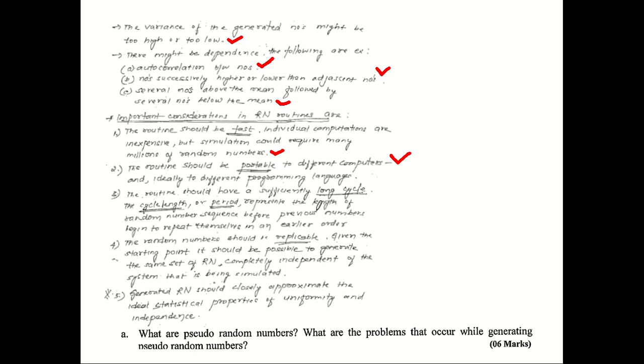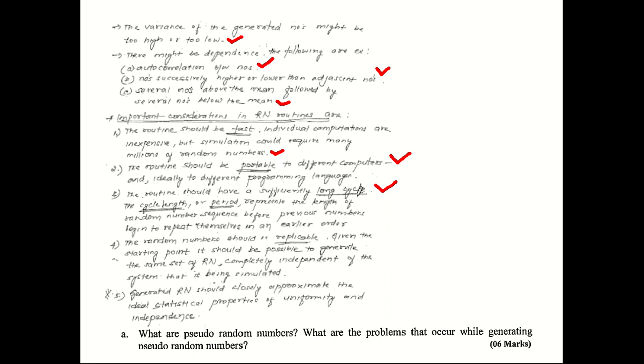The routine should have a sufficiently long cycle length, or period, which represents the length of the random number sequence before previous numbers begin to repeat. See, in the case of random numbers, what happens? After a certain time, the same numbers will start repeating. So we have to have a random number generator that has what here?